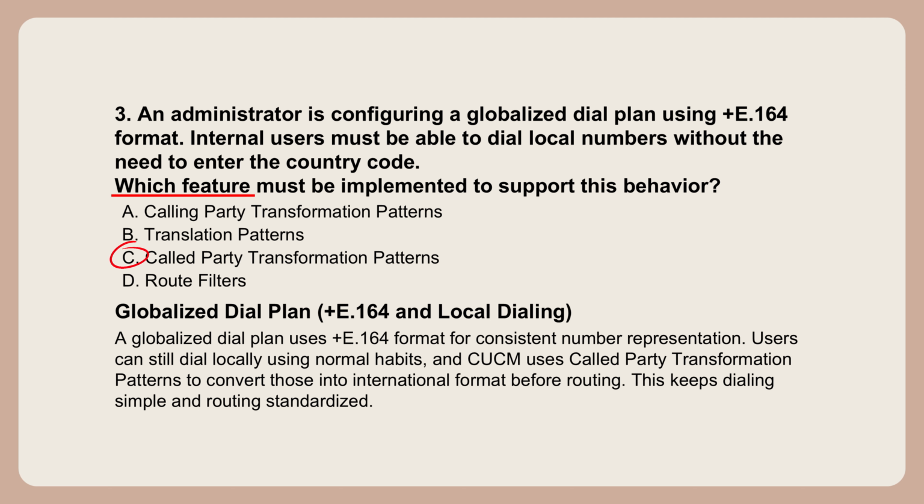Ah, so the user sees simple, but the system sees the global standard. Precisely. The user keeps their familiar dialing habits, but behind the scenes, the system gets the standardized number it needs for proper routing, especially across different sites or out to the public network. It balances user experience with system requirements. That's pretty neat. So, takeaway: if you're implementing plus E.164 but want to keep local dialing simple, called party transformation patterns are your friend. Definitely.